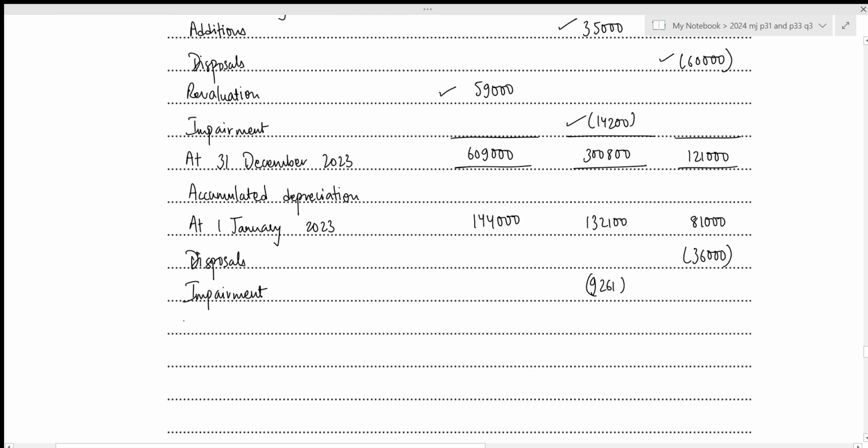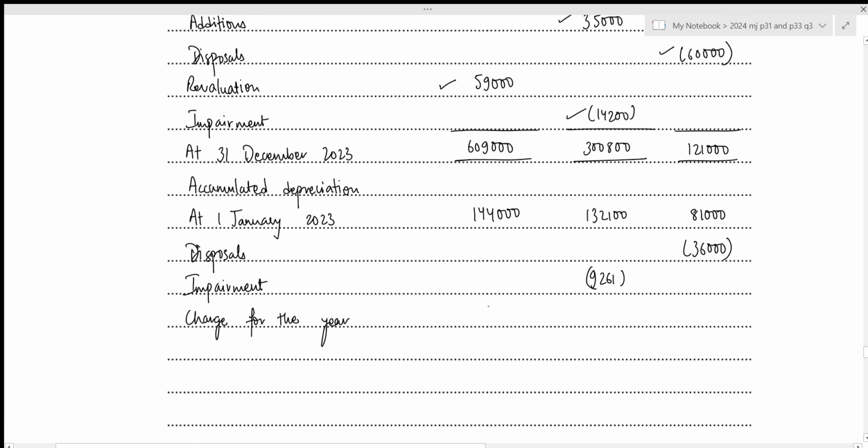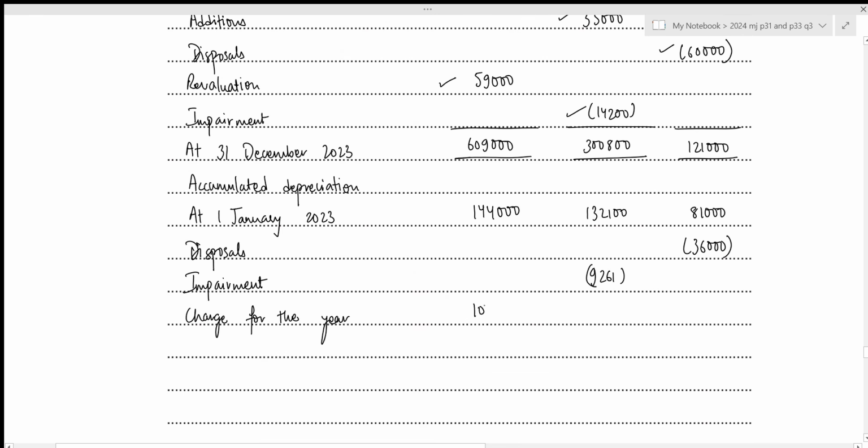Okay, after this, we can include the charge for the year. We've already calculated the depreciation charge for the years as well. That was 10,800, 27,435, and 24,200. Let's write it down. So we have 10,800, 27,435, and then 24,200. That should be all.